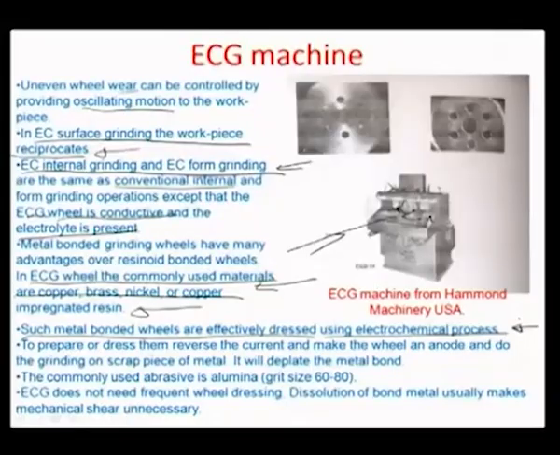So the commonly used abrasive is alumina, grit size about 60 to 80, and as we have already indicated, the ECG does not need frequent wheel dressing, because there is already a mechanical action followed by an electrochemical dissolution action which carries away the debris.